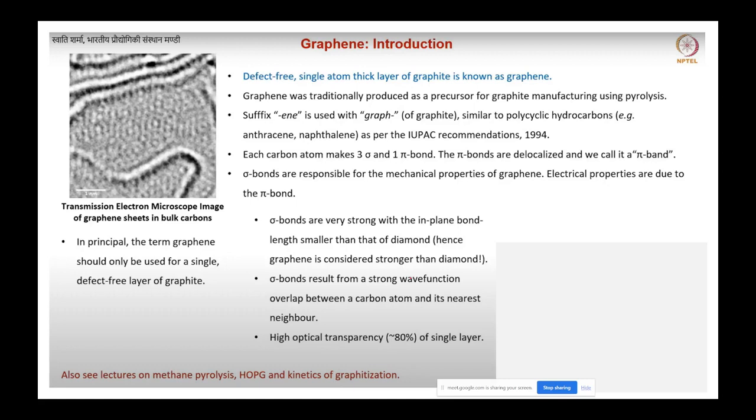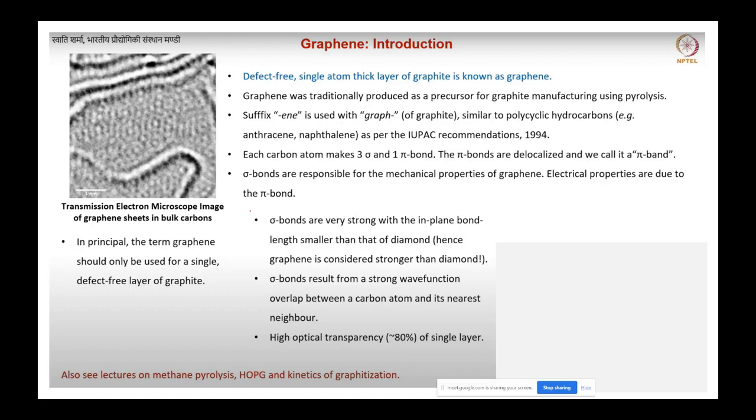Now, the very interesting material that came here is graphene. Graphene is nowadays everywhere because of its very specific and exotic properties. It is being used all over the world for different kinds of applications. A defect-free, single-atom-thick layer of graphite is known as graphene.